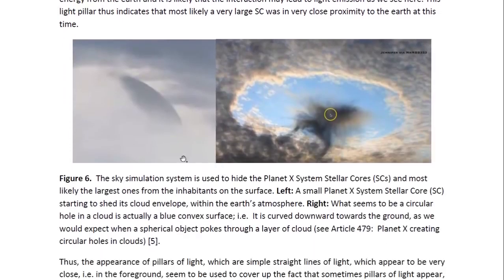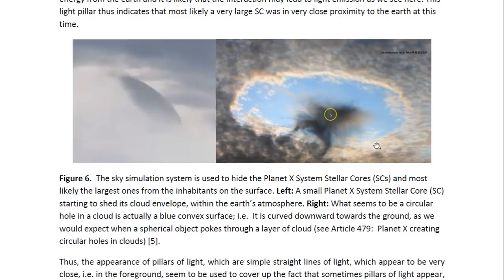And here you can see some of these Planet X system stellar cores. These ones inside the Earth's atmosphere, these are most likely the smaller ones. You can see this is a spherical object. They are surrounded in a cloud envelope. And here, what seems to at first be a break in the clouds, you can see that it's actually a convex surface. It's spherical and curves downward, so it's actually a spherical object poking through the clouds. And these are most likely some of the smaller ones that do enter our atmosphere.